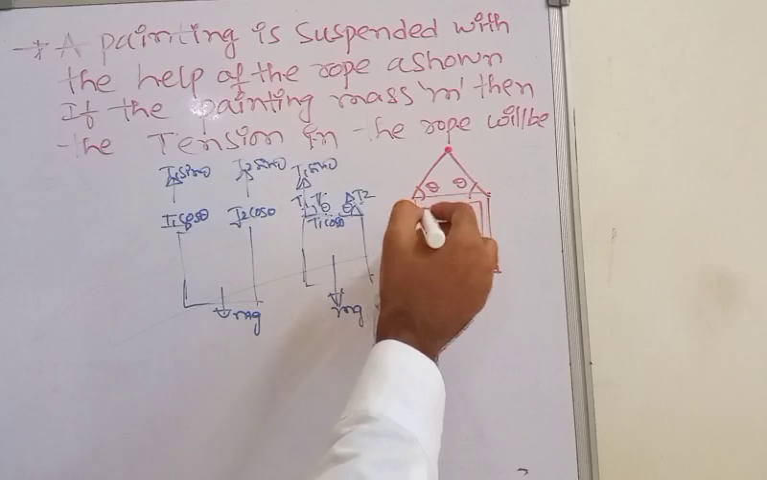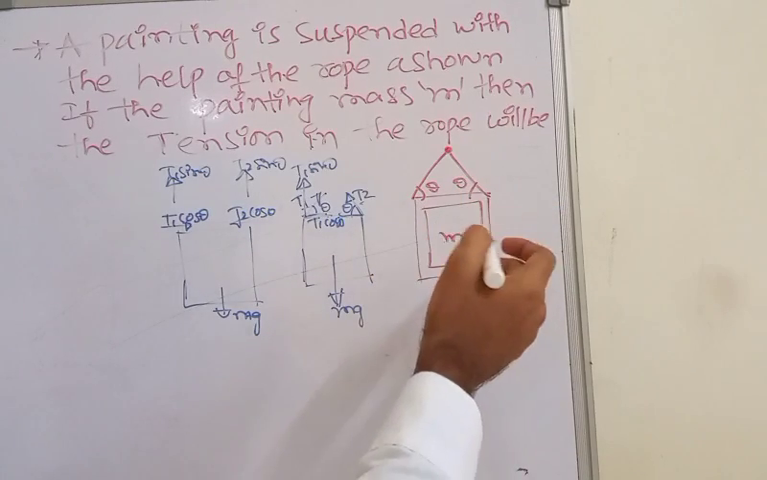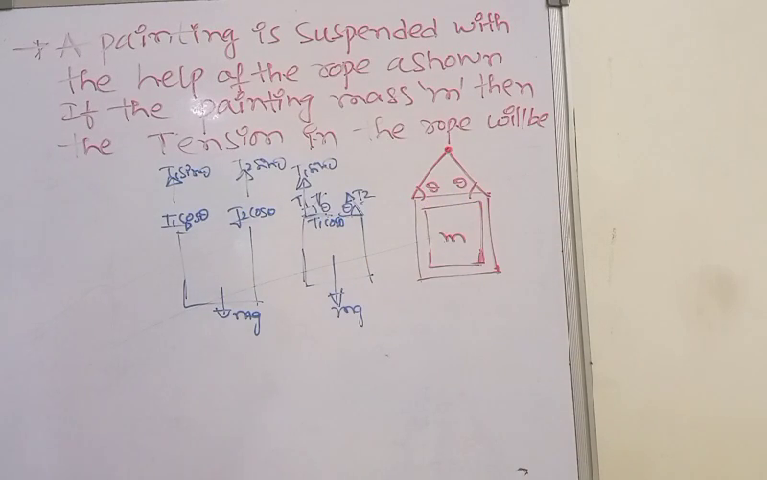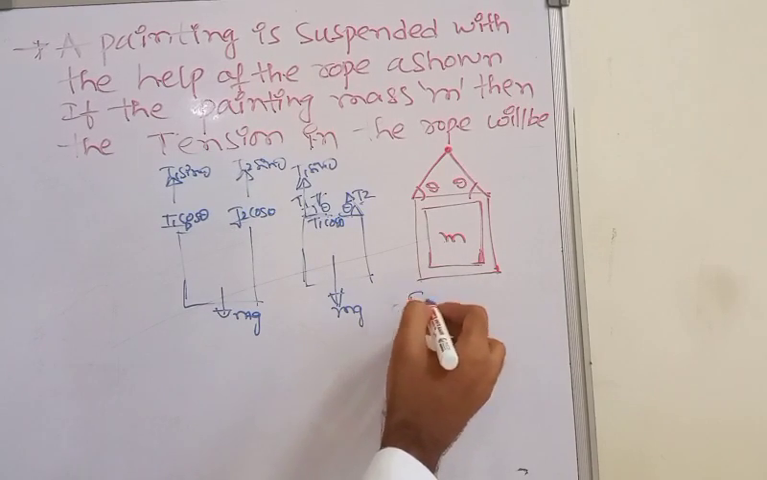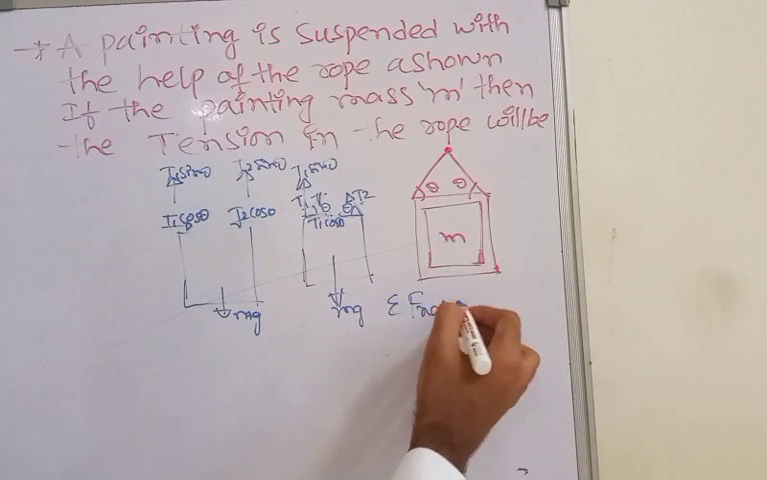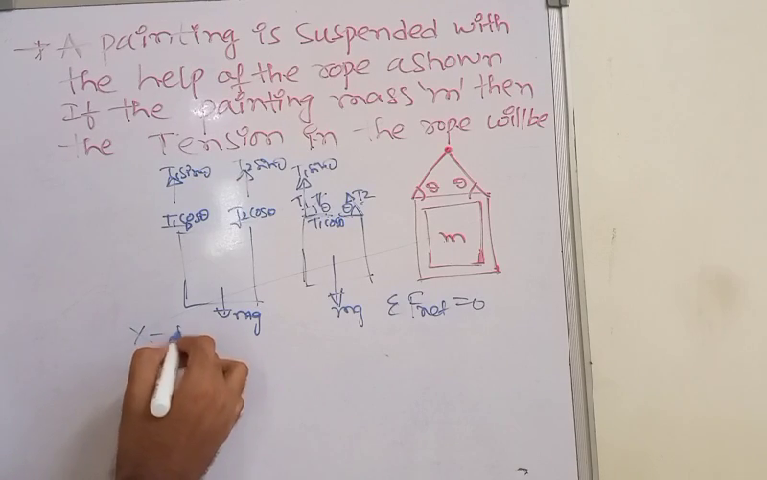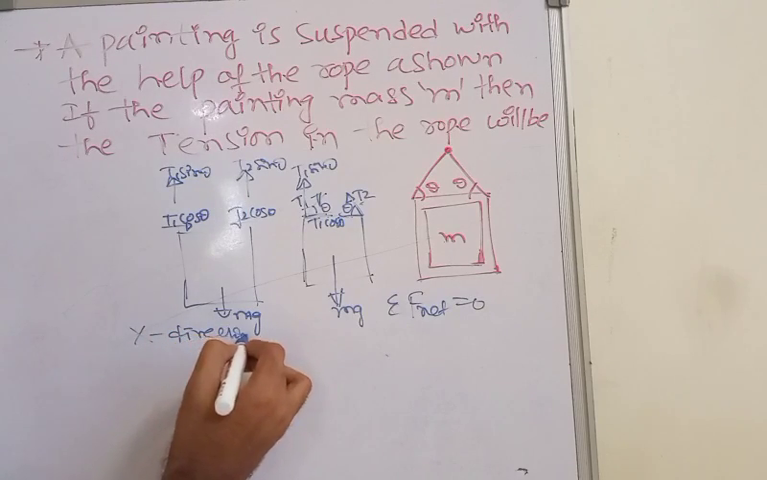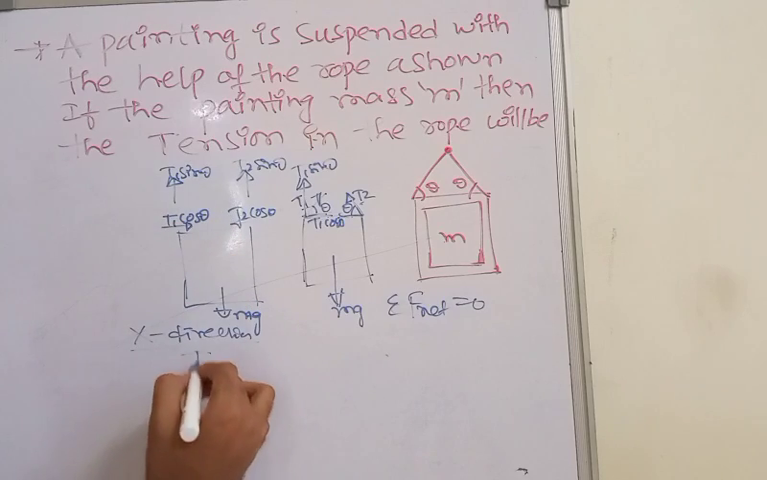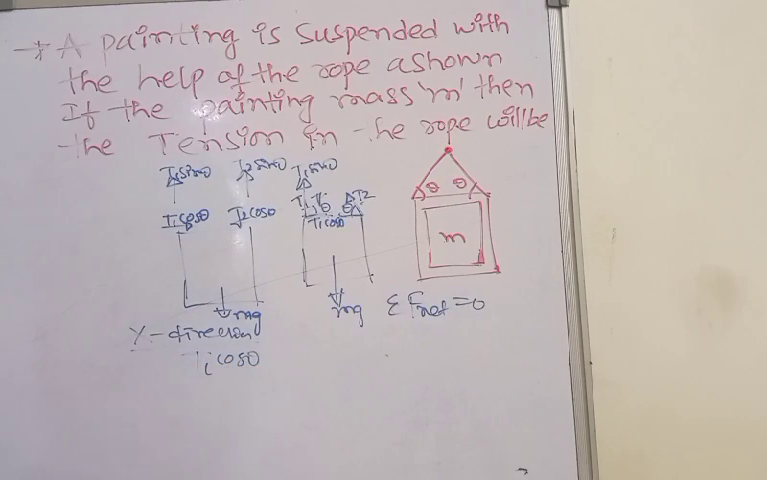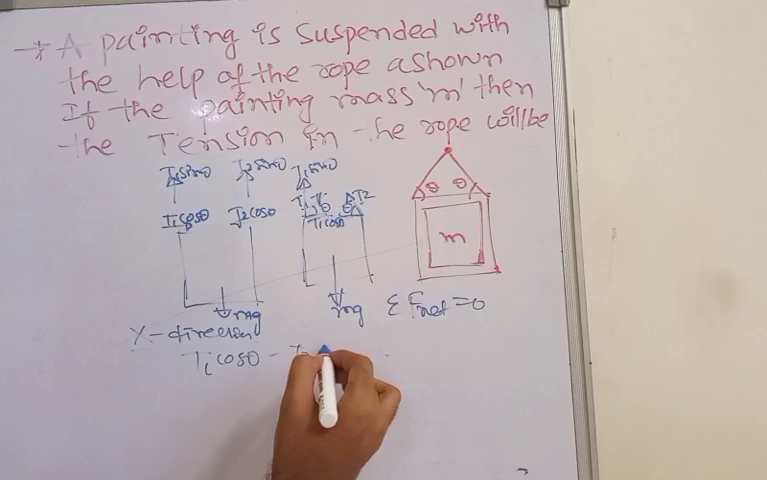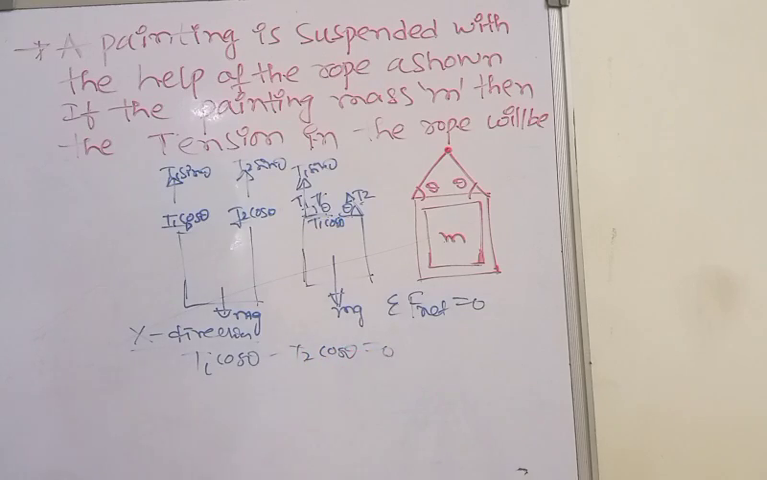So this frame is fixed here, so it is not moving. Nothing but it is in equilibrium condition. It is in equilibrium condition, which means we apply the static equilibrium condition: the sum of all net forces is equal to 0. First, you have to calculate the net force along the x direction. Along the x direction, T1 cos theta minus T2 cos theta is equal to 0.